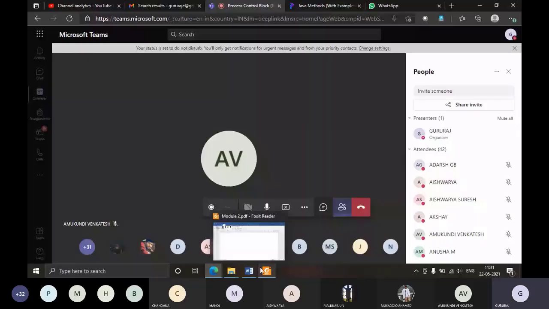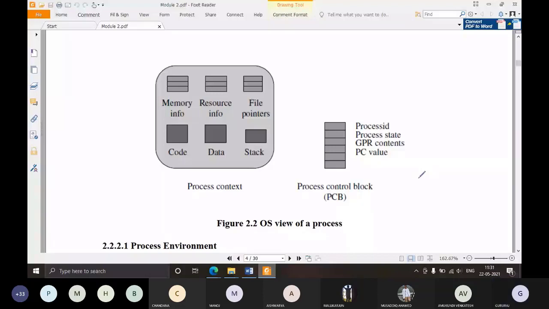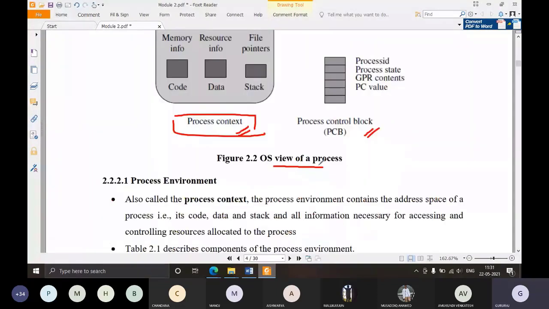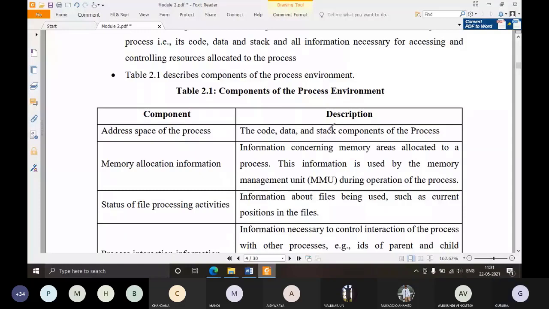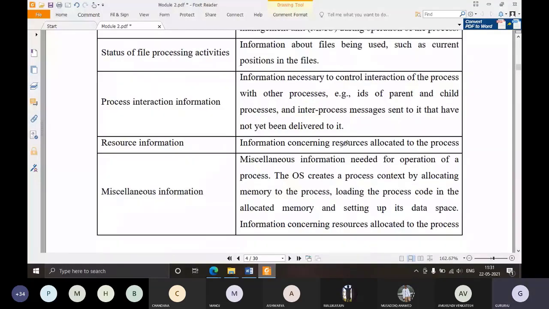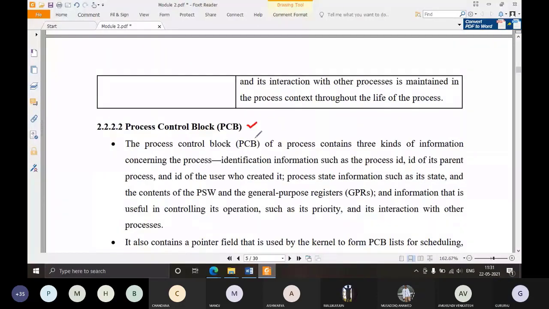Yeah, so in the previous session, we were discussing the OS view of a process, wherein the OS deals with processes by maintaining two pieces of information: one is the process context, and the other is the process control block. We discussed the process context, which is also known as the process environment, and we saw this table of what is in it. Now we shall discuss the process control block, or PCB.